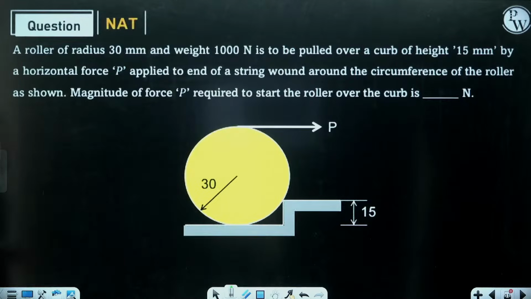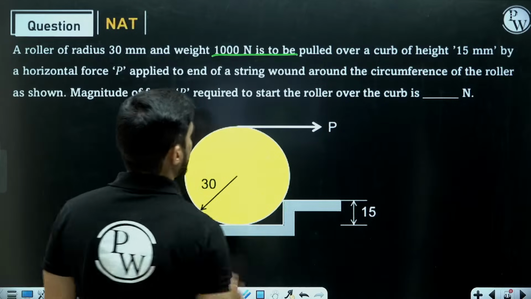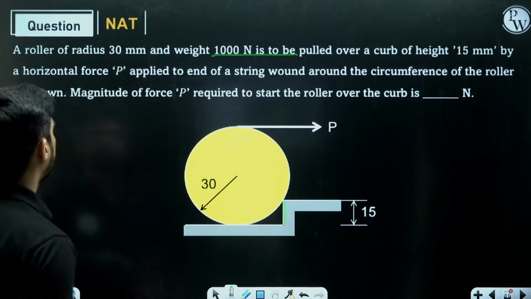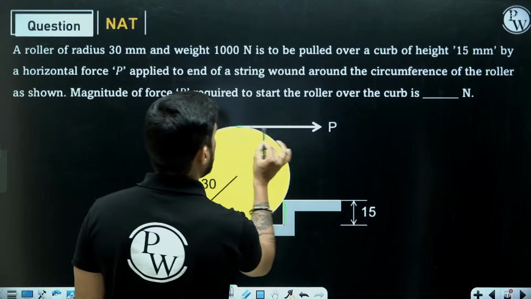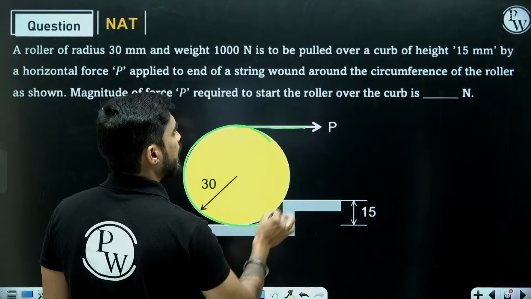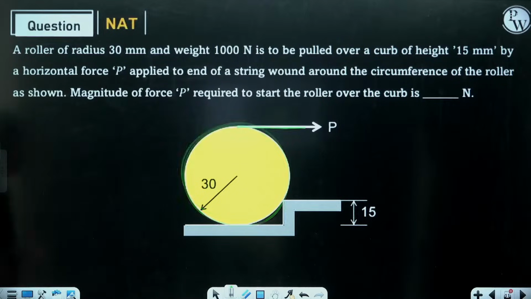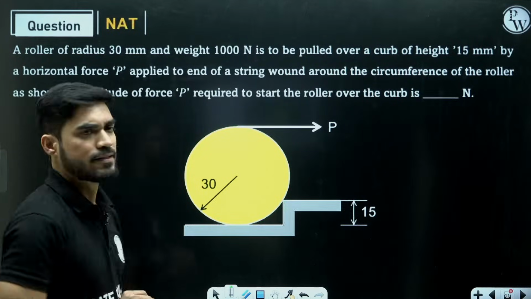Now this is a very famous question. A roller of radius 30 mm and weight 1000 Newton is to be pulled over a curb of height 15 mm by a horizontal force P applied to the end of the string bound around the circumference of the roller. Magnitude of force P required to start the roller over the curb is.